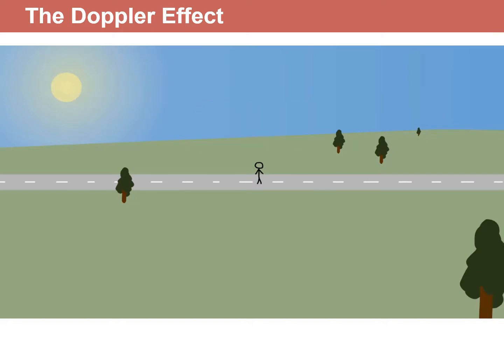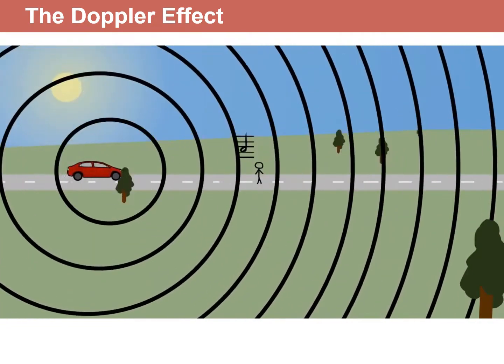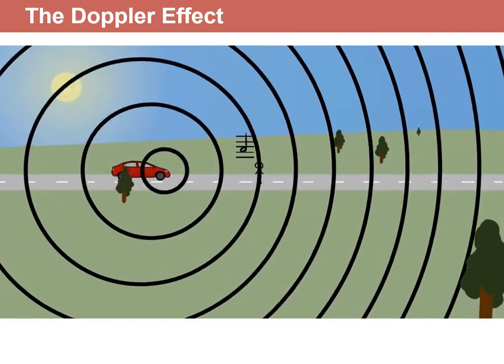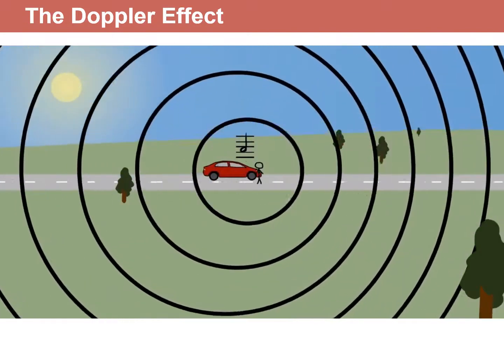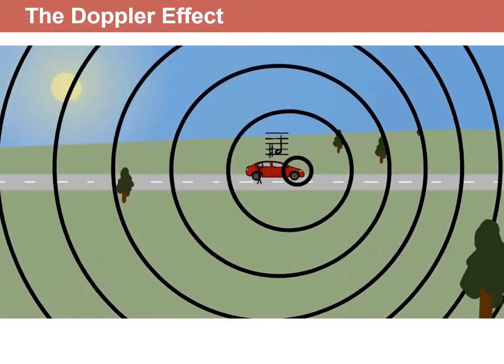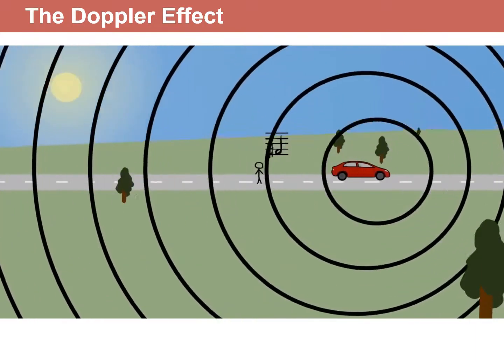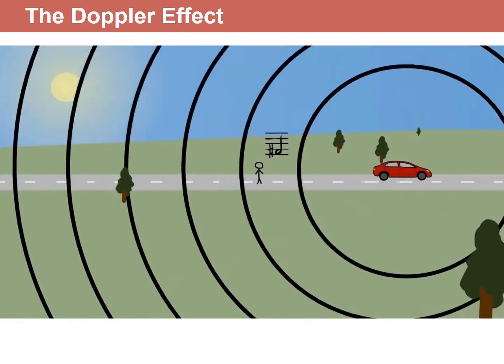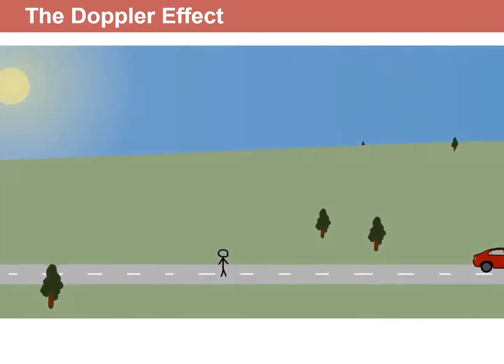So what's going on? As the vehicle's coming towards you, the sound waves that it's emitting bunch up, and so are delivered to you at a higher frequency, which you interpret as a higher pitch, because the frequency of sound waves is pitch. And then when the vehicle passes you and is moving away from you, the sound waves spread out, and so you hear them at a lower frequency, a lower pitch. So that's how the Doppler effect works with sound.